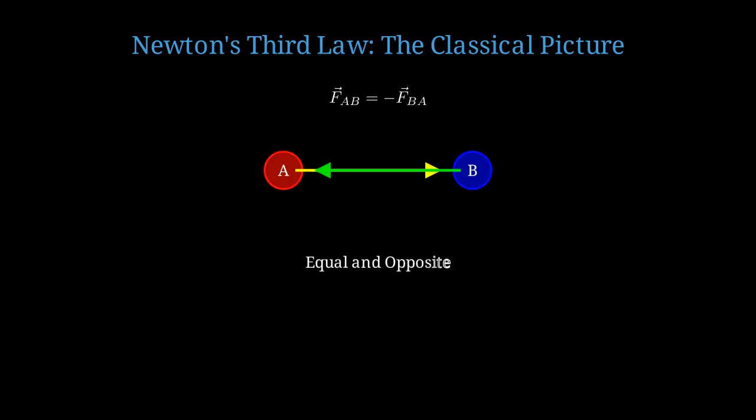Imagine two particles interacting. In classical mechanics, if A pushes B to the right, then B pushes A to the left with exactly the same magnitude of force. But what happens when this fundamental symmetry is broken? What if the force from A on B is not equal and opposite to the force from B on A?